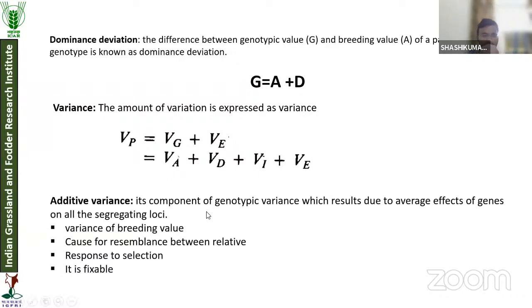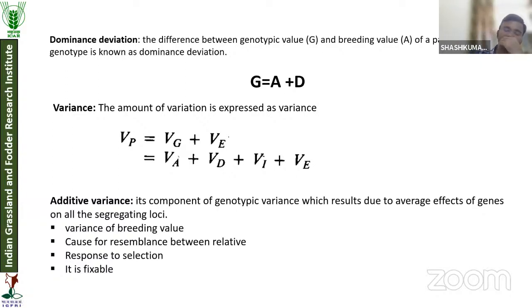So what is additive variance? It is the component of genotypic variance which results from the average effects of the genes. So this is the variance of breeding value. If the plant has more additive variance, it means its breeding value is high, and it will produce superior progenies. And from the segregating progeny, you can select the plants and it will be effective. So this is the main reason for the resemblance between relatives, and it is fixable.